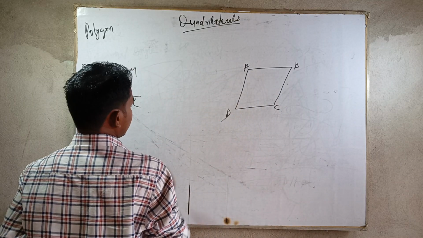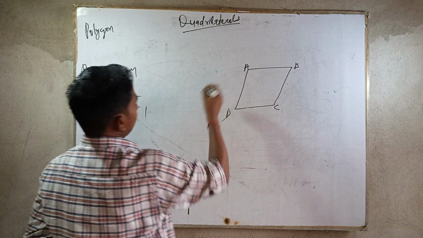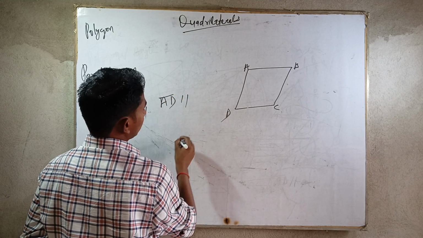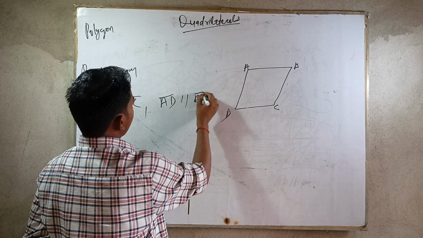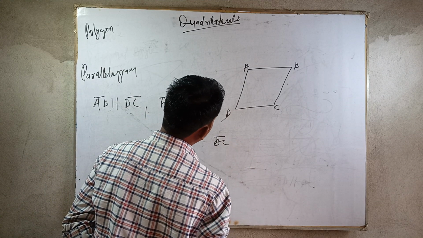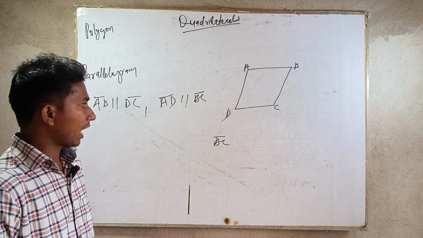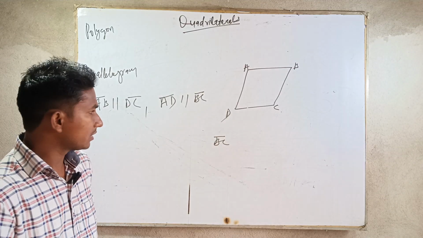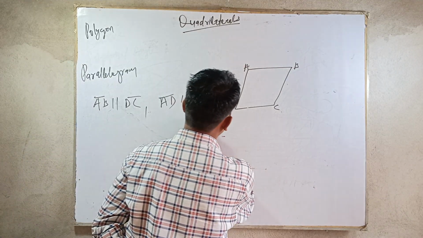And the next one is AD equal to BC. I'm writing it like this because this is the symbol of a line segment. I had already told you that a line is denoted by a line segment.